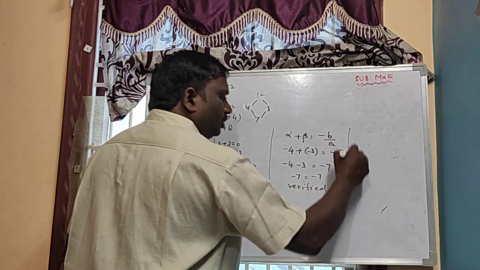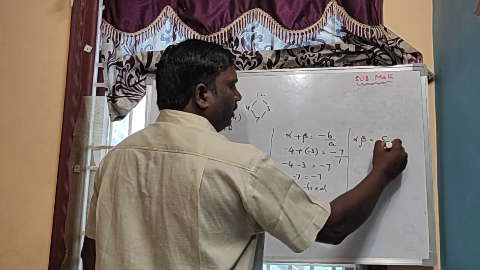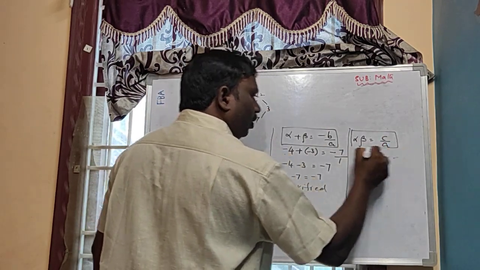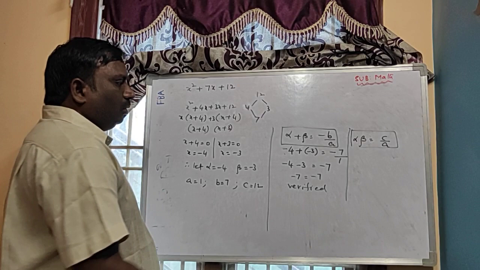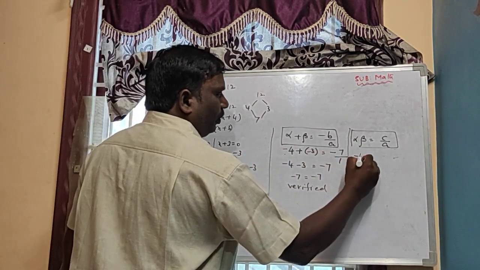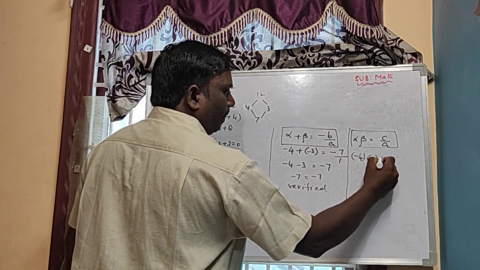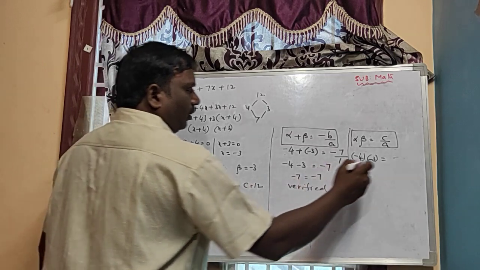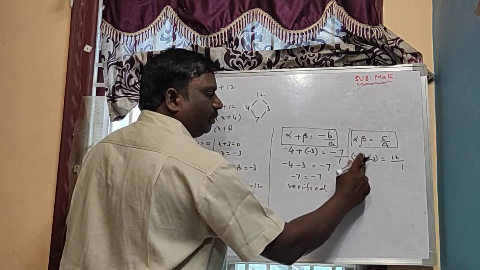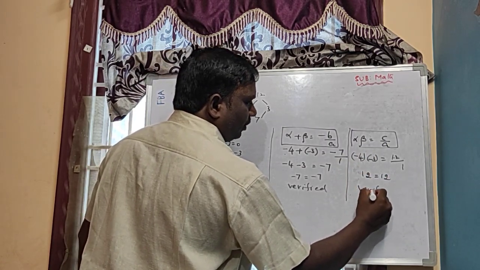So these are the zeros and these are the coefficients. Similarly, alpha into beta also we have to verify. Alpha into beta is c by a. These two formulas I already explained, how we got them from the quadratic polynomial. Now alpha into beta: alpha value is minus 4, into beta value minus 3, that equals c 12 by a 1. Minus into minus is plus, 4 3s are 12, 12 by 1 is 12. Therefore verified.